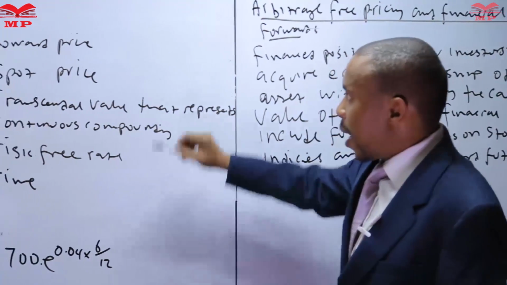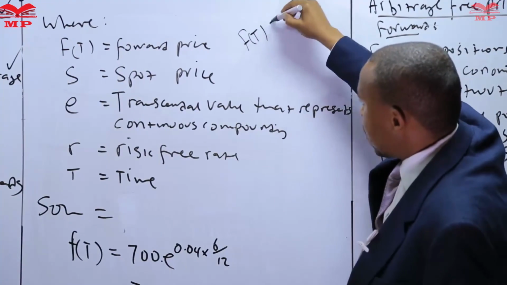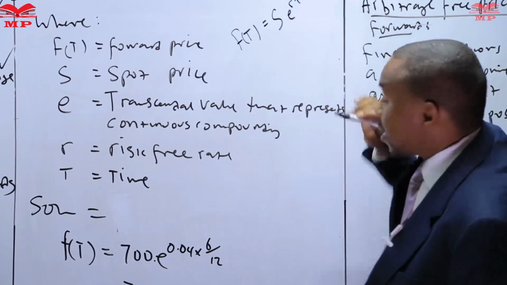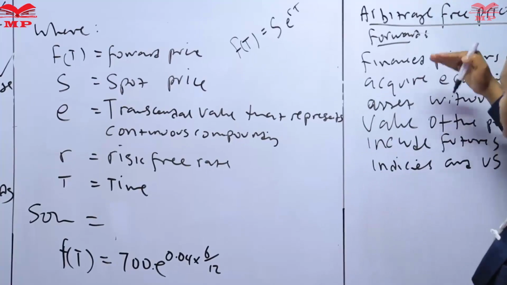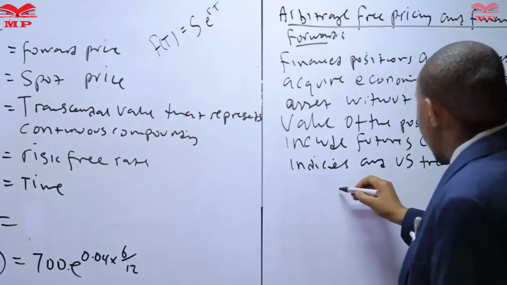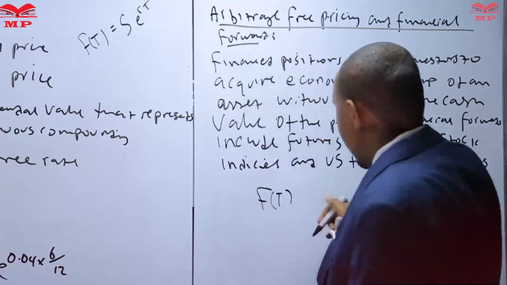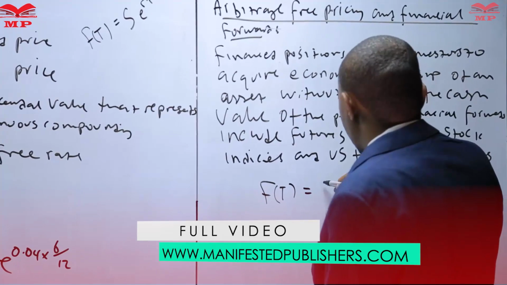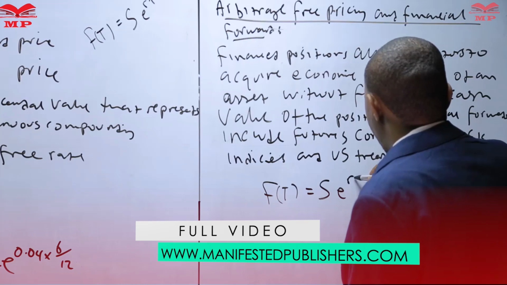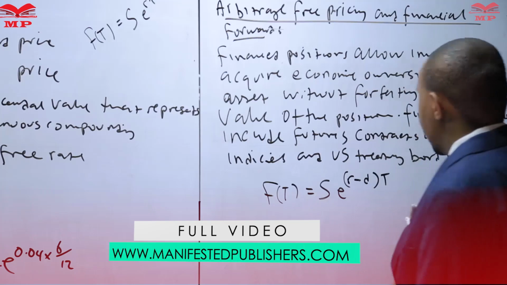Notice what we've done over here. I can rewrite it with your permission. We said FT is given as S e^(RT). That is what we said from there. Now, when we're dealing with financial forwards, the arbitrage-free pricing formula changes. We have FT, calling from this one over here, given as the spot price, the transcendental value e, and then we have (R minus D) times T. I'll explain what that is.